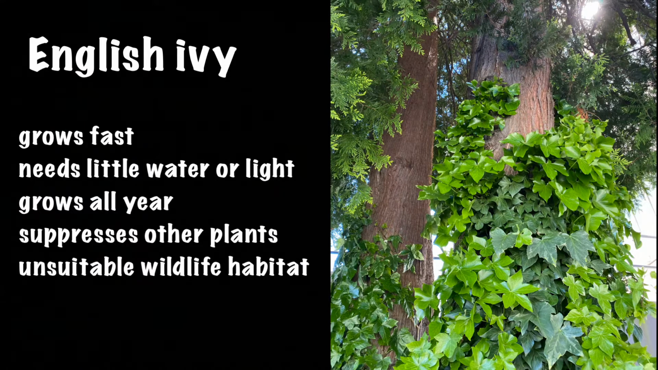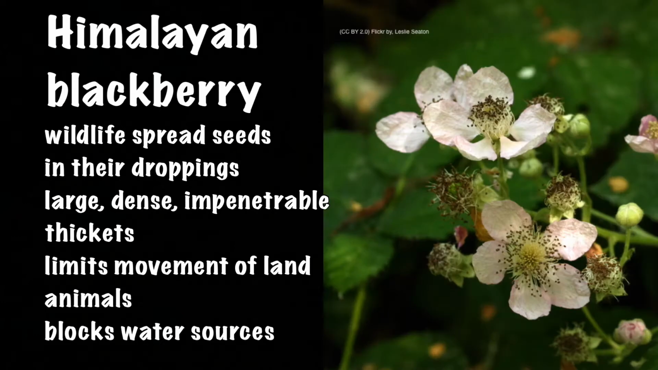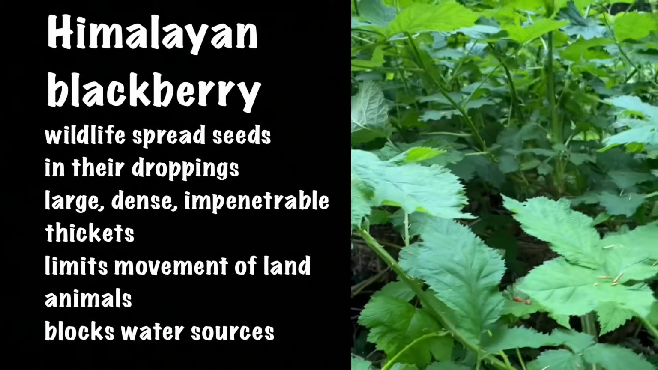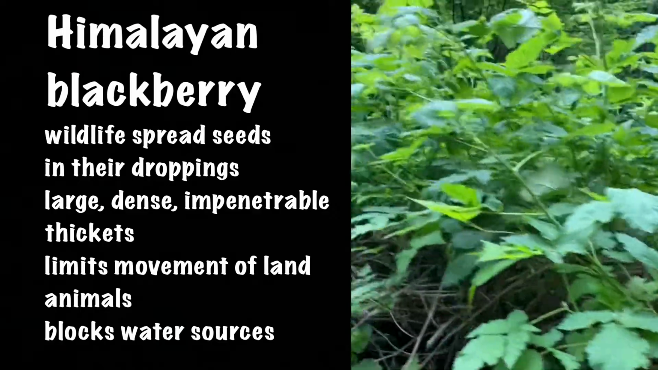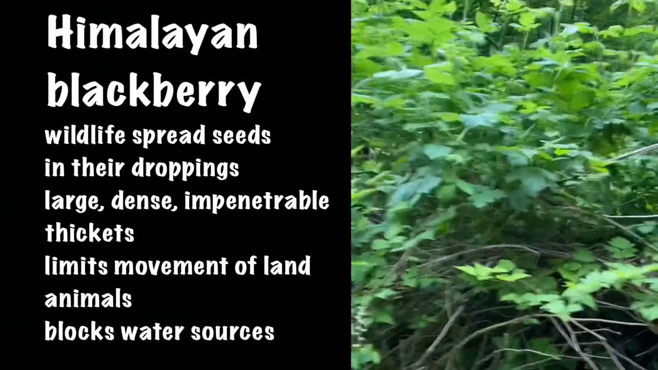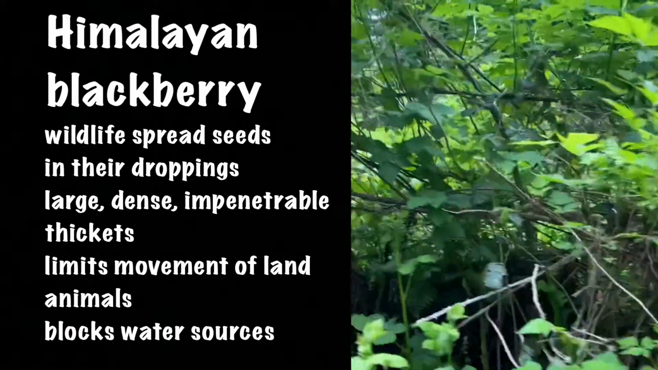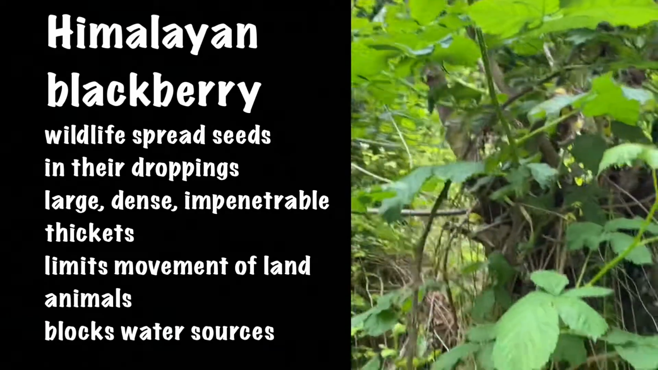Himalayan blackberry was introduced for its yummy berries. Birds and other wildlife help spread the Himalayan blackberry into our native rainforest by eating the berries and spreading the seeds in their droppings. This invasive blackberry forms large, dense, impenetrable thickets that can limit movement of large animals, take over stream channels and stream banks, and block land animals like deer and bears from reaching sources of water.